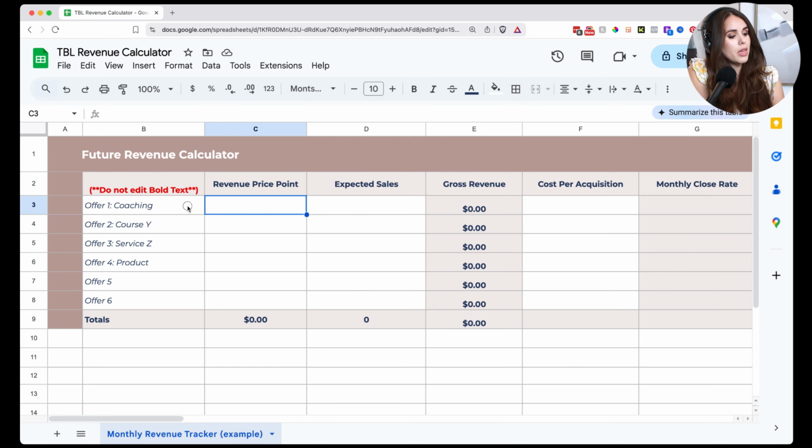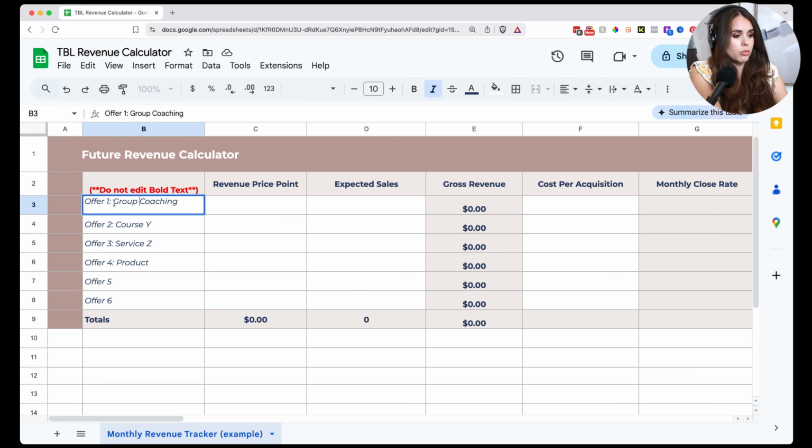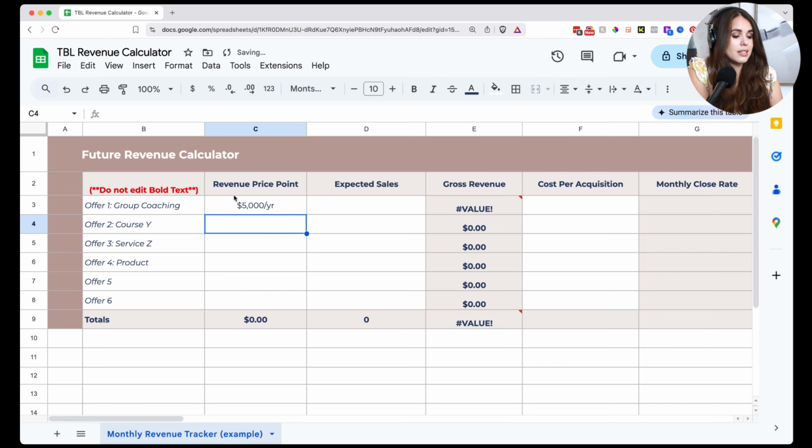So for us, if we're doing group coaching, for example, the average price point is about $5,000 per year, right? So that's how that revenue price point works. And there is a calculation that's going to happen automatically. So don't do what I just did. Just add the actual number and we will figure out the rest of it. Now, you want to decide if you want to look at this from a monthly perspective or from a yearly perspective. For me, I like working on the monthly first. So I'm going to say it's an average of $500 a month for group coaching, $5,000 a year. And then I will go in and do the next one.